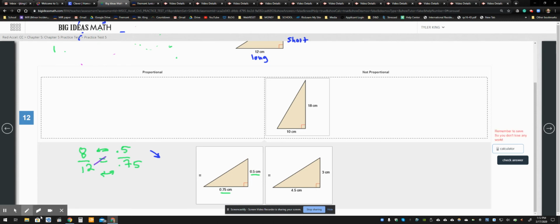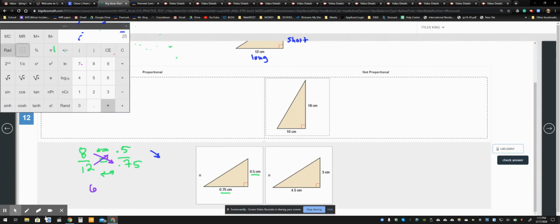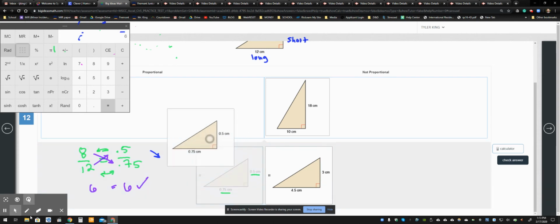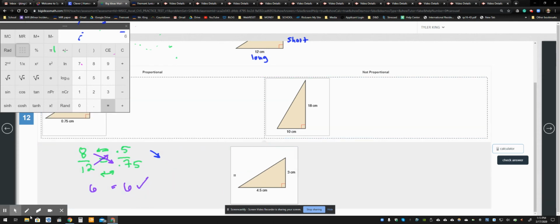Okay. 12 times 0.5 is going to be equal to 6. 8 times 0.75 is also equal to 6, but I'm going to check that on my calculator because I don't trust myself to do that in my head right now. So I'm going to do 8 times 0.75, and that's going to be equal to 6. So yes, this is also equal to 6. Because they are equal to each other, it means they are going to be proportional. So I should be able to take this and move it to my proportional side here.